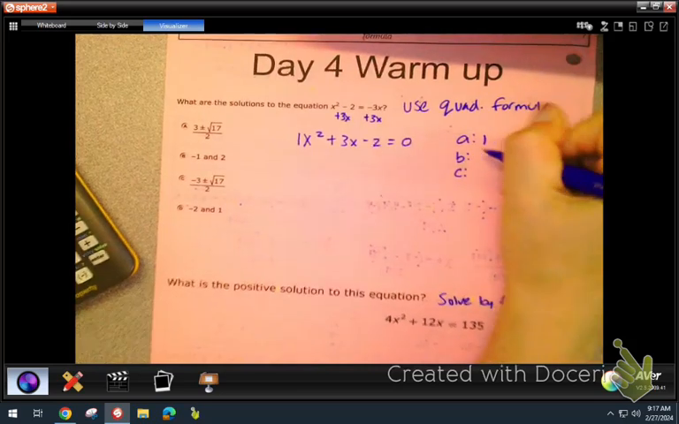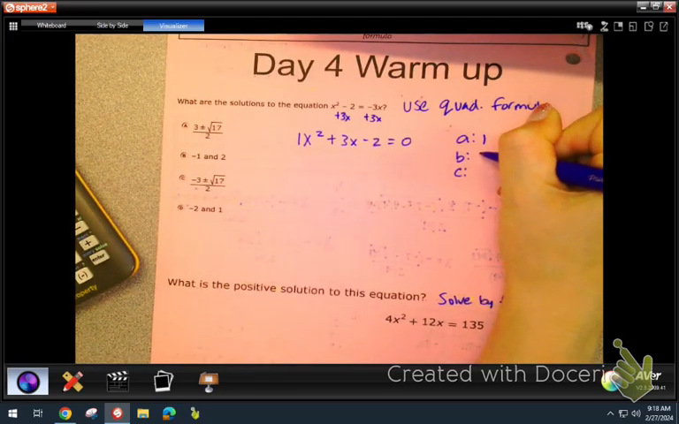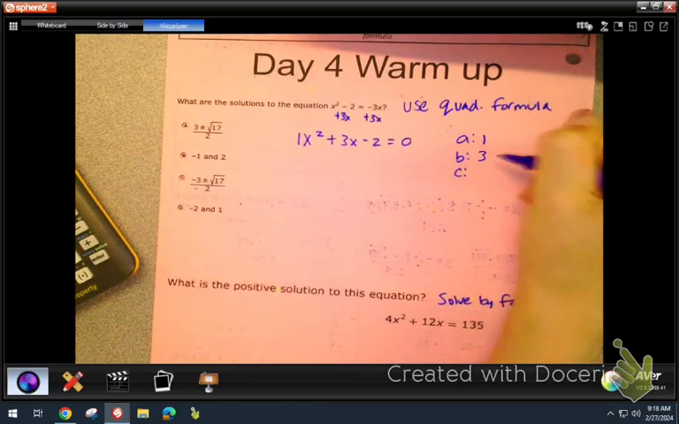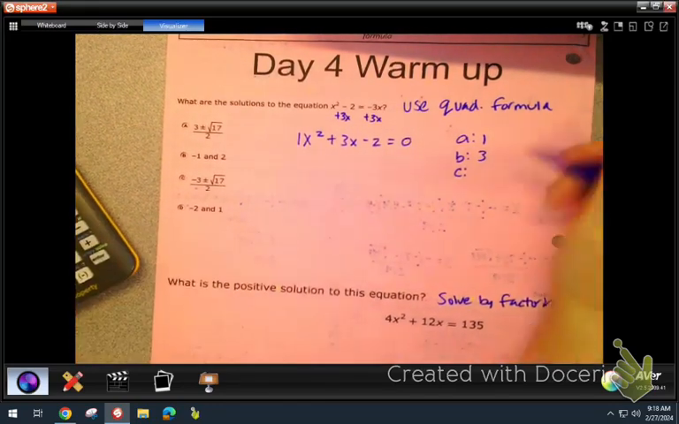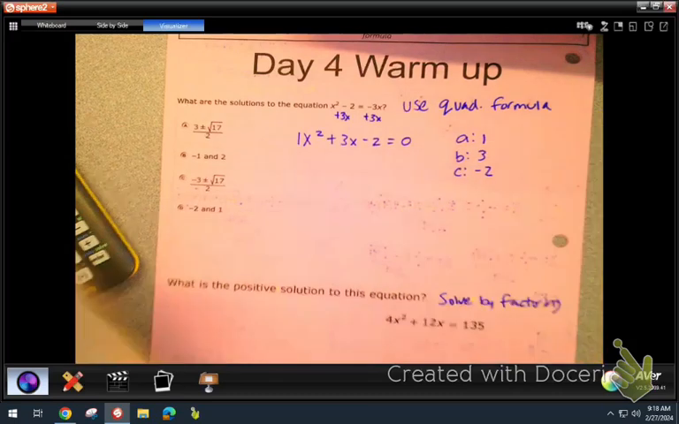Ethan, what's the B value? 3x. Just a number. Just 3. And then, Glenna, what's the C value? -2. Good, you've got to get that sign there.